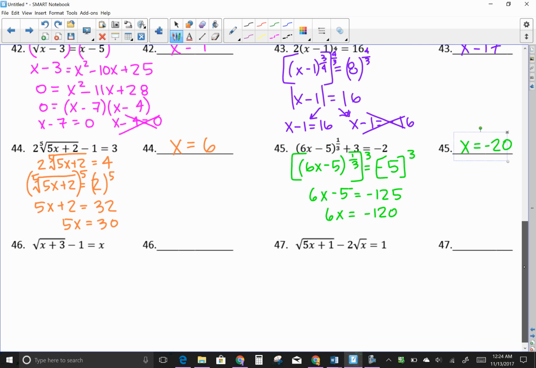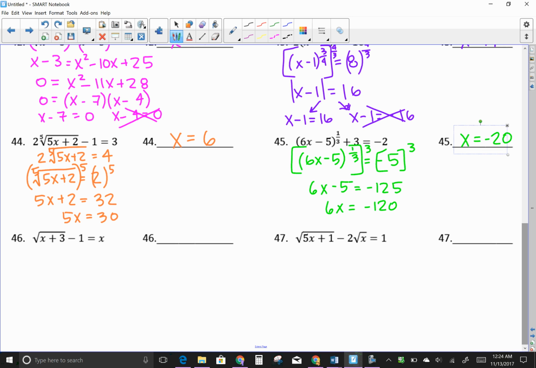All right, 2 more. All right, so we have another radical, not by itself this time, so I have to add 1, and that gives me square root of x plus 3 equals x plus 1. All right, my index is a 2, so I'm going to square both sides. The radical and the square will cancel out, leaving me with x plus 3 equals x squared plus 2x plus 1. That's our PST. We've talked many times about factoring.